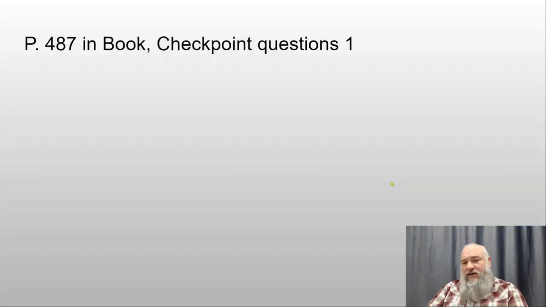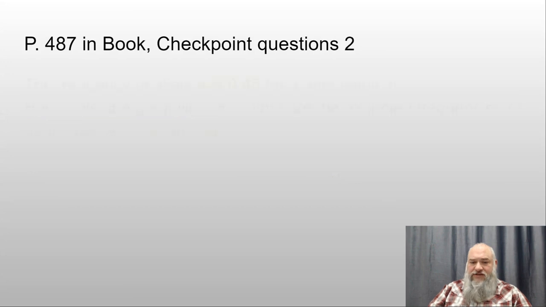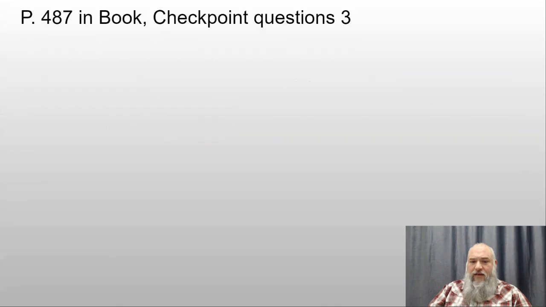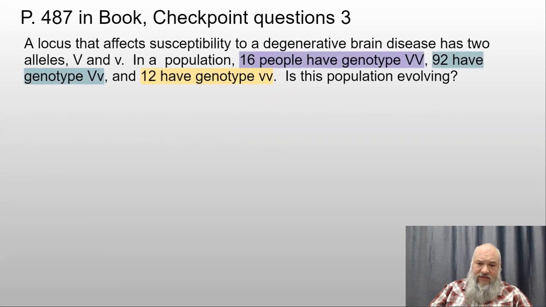All right, now we're done with the Hardy Weinberg stuff, guys. On page 487 in the book, we've got this checkpoint question, which I'd like you to do. So write that number down. We have question 2, this question. And then question 3, this question. If you're in class, we will go over these together once you've done them. If you're not in class, I will post a separate thing that talks about the answers on this.